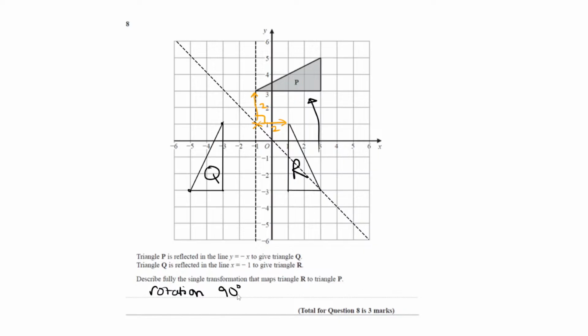90 degrees. So if it's 90 degrees, you do have to specify the direction as well. So this would be anti-clockwise, because I'm going from R. Clockwise. And then you would say the center, which is, what's that, -1, 1? But I think I would just test it out with my tracing paper, to be honest. Yeah.